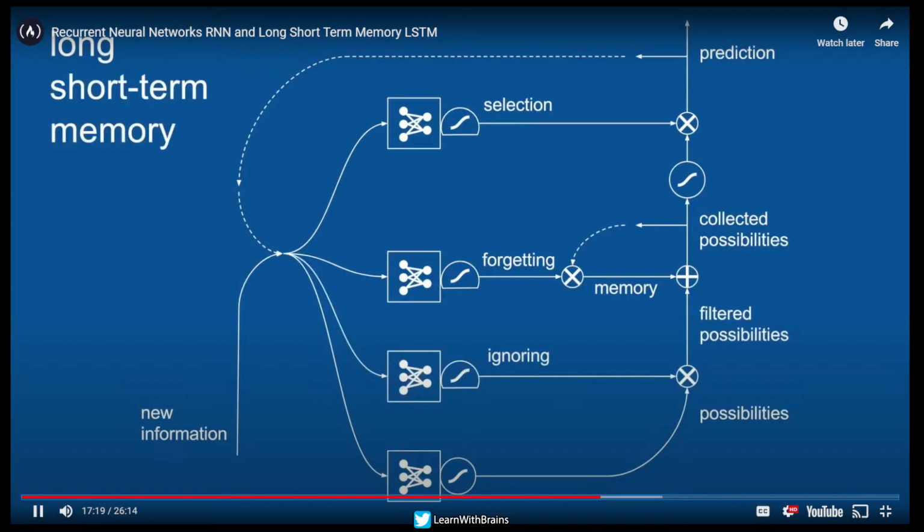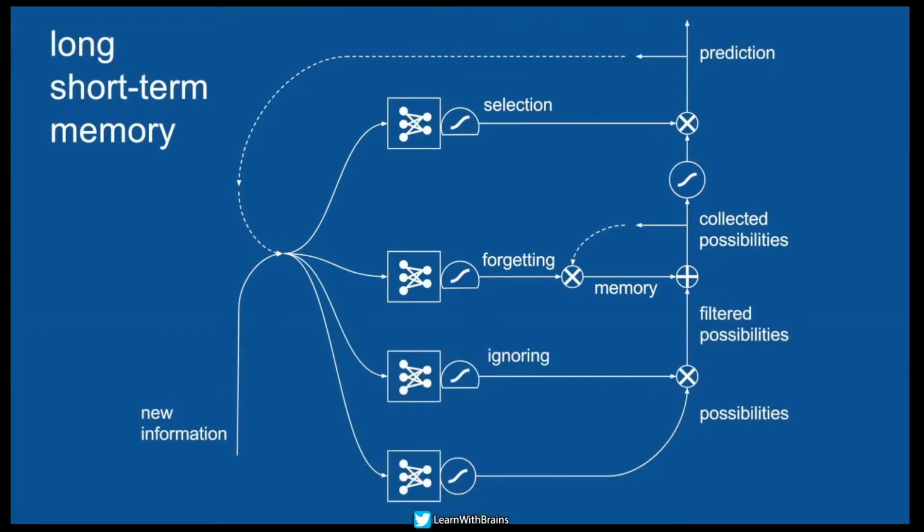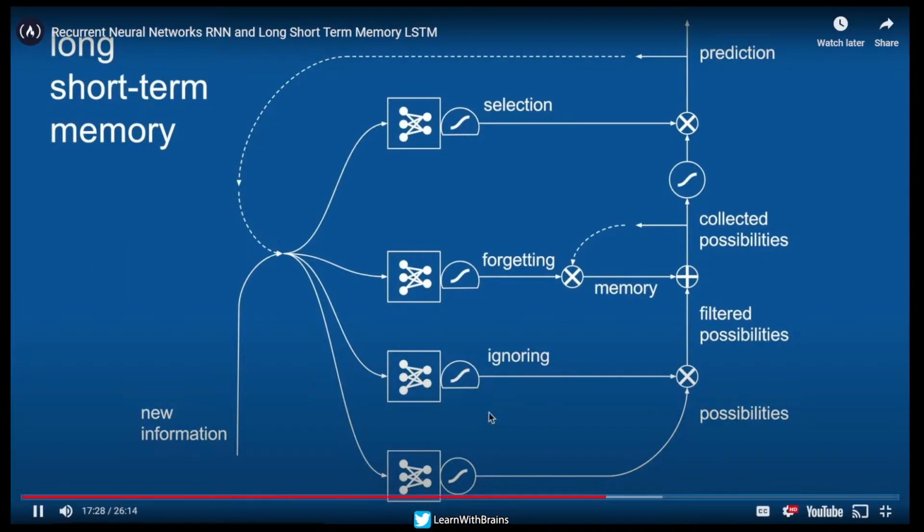And the only other piece we need to add to complete our picture here is yet another set of gates. This lets us actually ignore possibilities as they come in. This is an attention mechanism. It lets things that aren't immediately relevant be set aside.